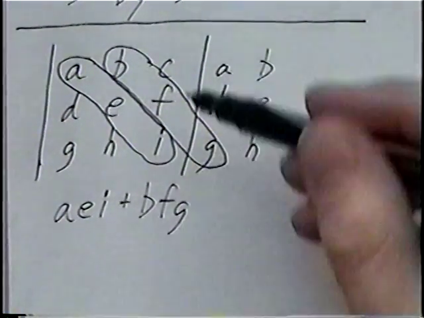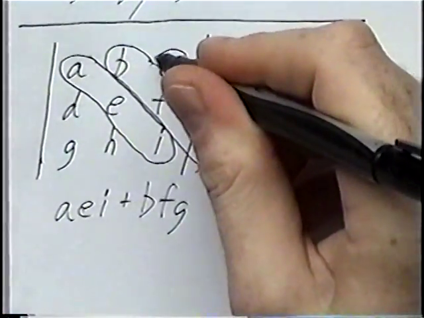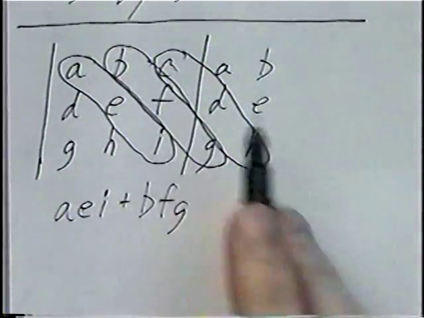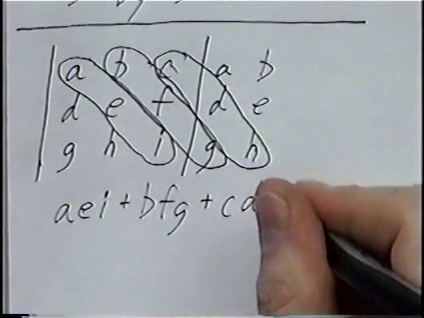And the third diagonal, going from top left to bottom right, would be C, D, and H. Again, multiplying all 3 numbers, we'll add that to the total.